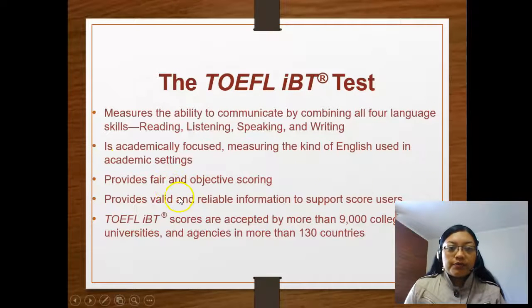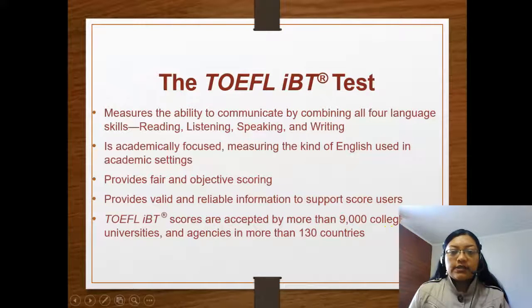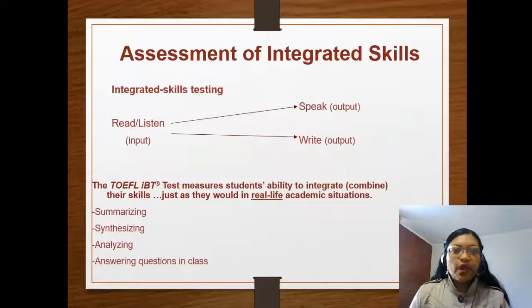Of course, it also provides a fair and objective scoring. It provides valid and reliable information to support score users. And it is accepted in more than 9,000 colleges, universities, and agencies in more than 130 countries in the world. It takes into account, as I told you, all the four skills.